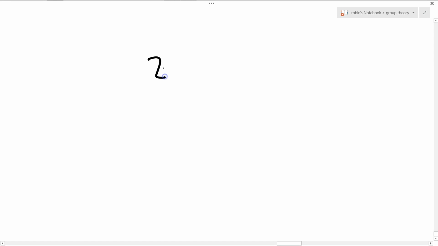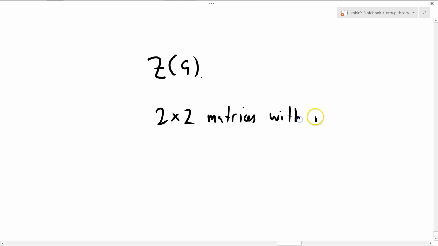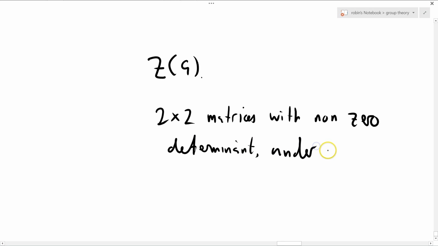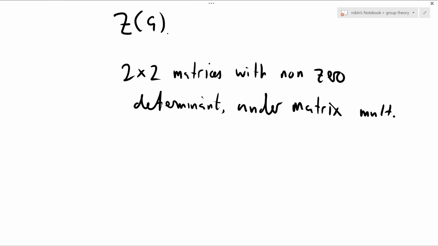Okay, so we've got the definition of the centre of a group, which is things that commute past all elements of the group. The group I'm going to consider is the group of 2 by 2 matrices with non-zero determinant under regular matrix multiplication. So my matrices are going to be A, B, C, D.